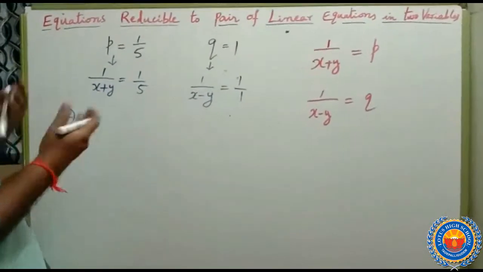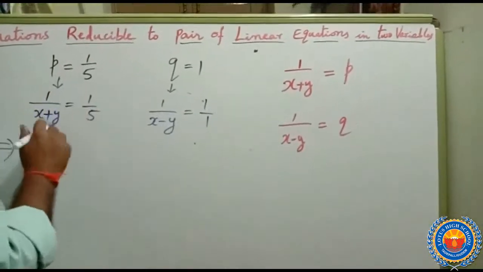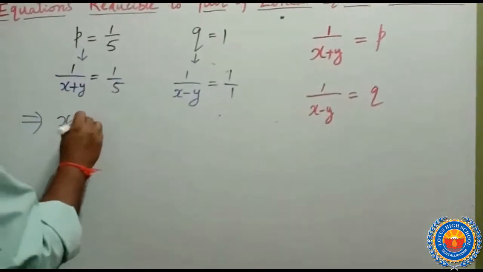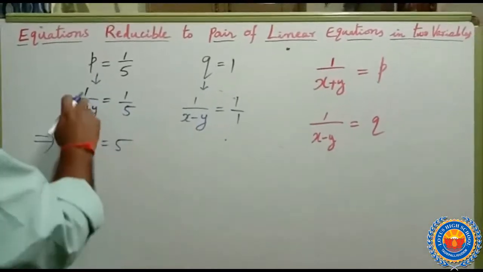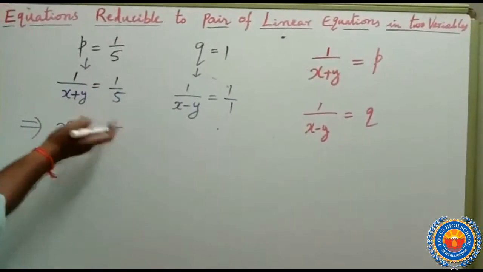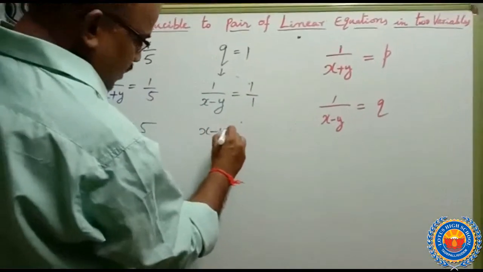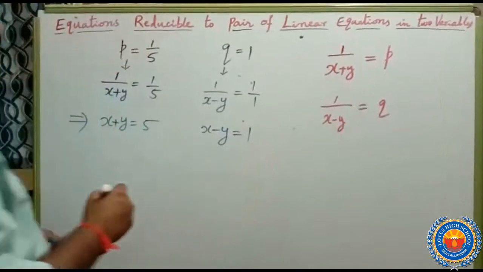From this, if you want, you can go for cross multiplication. Otherwise, numerator and numerator are equal, so the denominators are also equal. Here the numerator is 1, here also the numerator is 1. That's why x plus y is equal to 5. Here numerators are equal, that's why x minus y is equal to 1.